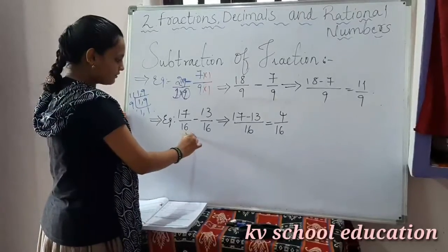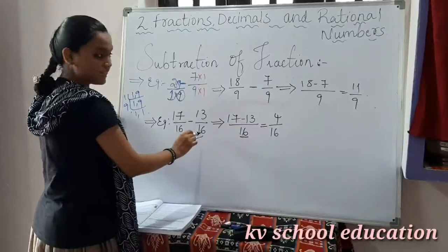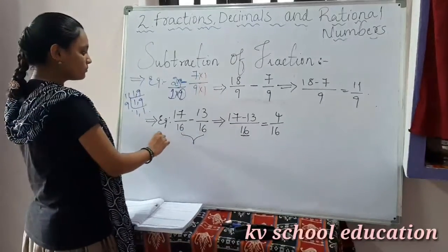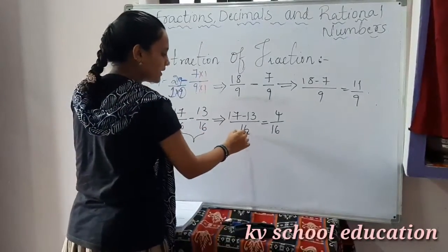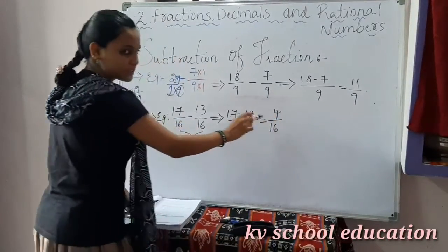So here it is a like fraction. So 17 minus 13 by 16 whole, because it is a like fraction, so we need not take the LCM. So here 17 minus 13 is 4, and 16. 4 by 16 is the answer.